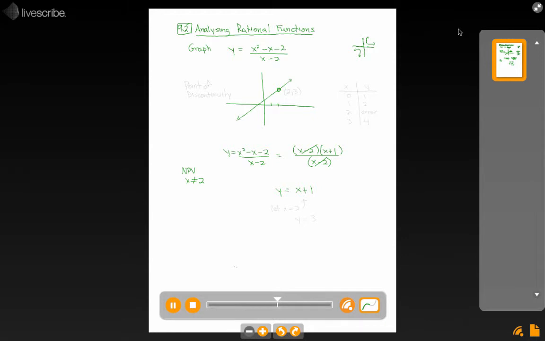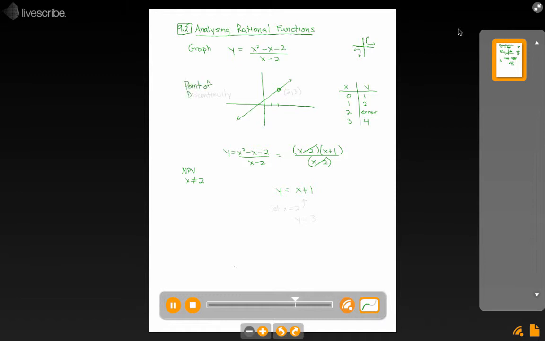You have to either really zoom in, or if you look in your table of values and you look under the XY table, you'll see 0, 1, 1, 2, and then 2. Beside the 2, it'll say error, and you have an undefined value there, and then 3, 4, and everything else continues as normal. So this graph of this rational function actually turns out to be a straight line, except for it has what's called a point of discontinuity.